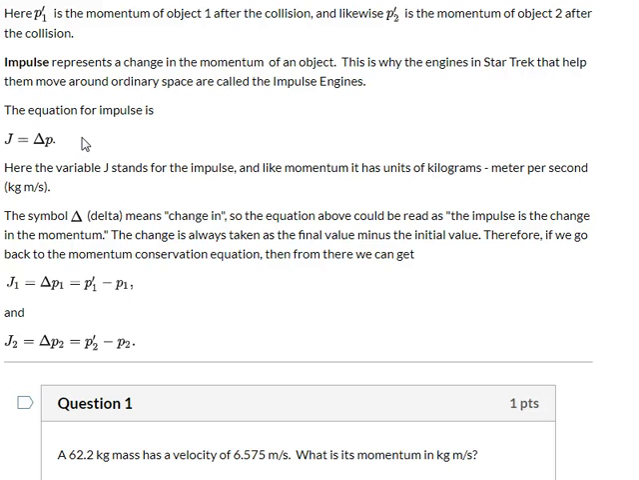But impulse is also a change in momentum. And we use the symbol J for the impulse. It has the same units as momentum, kilograms meters per second. So the impulse for object 1 is P1 prime minus P1. Impulse for object 2 in a collision is P2 prime minus P2.